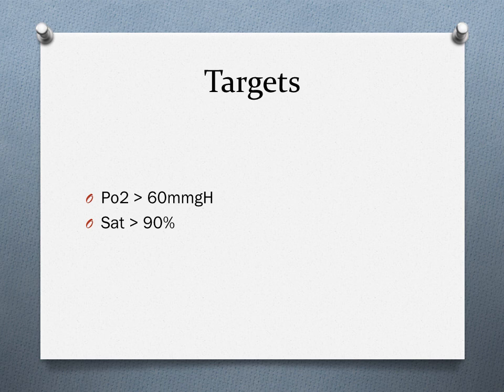One of the other things you need to know is what targets you need to achieve to say that this patient is having adequate gas exchange on mechanical ventilation. The common practice says that PO2 more than 60 millimeter mercury and saturation more than 90% is a realistic target for an acute respiratory distress syndrome patient on mechanical ventilation.